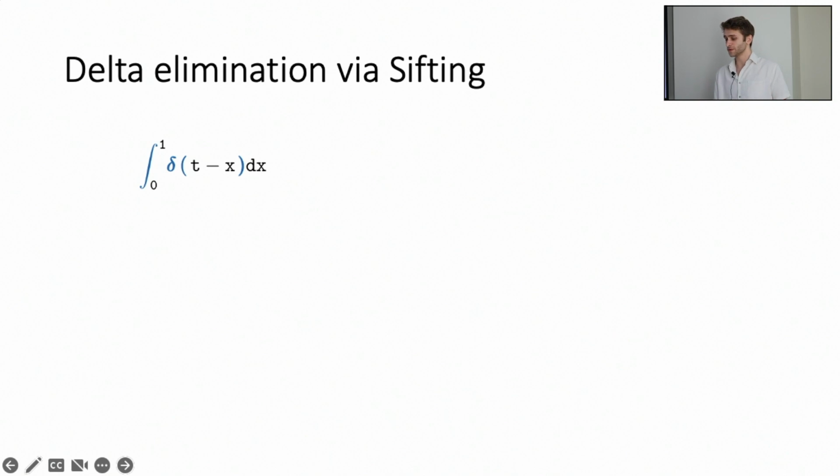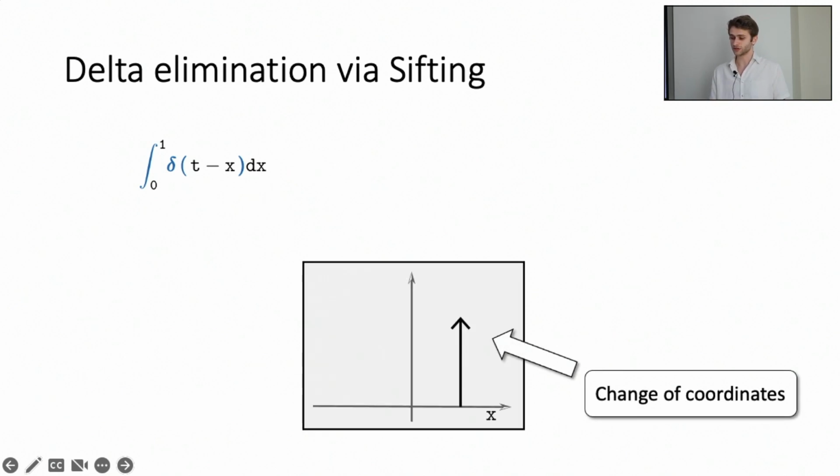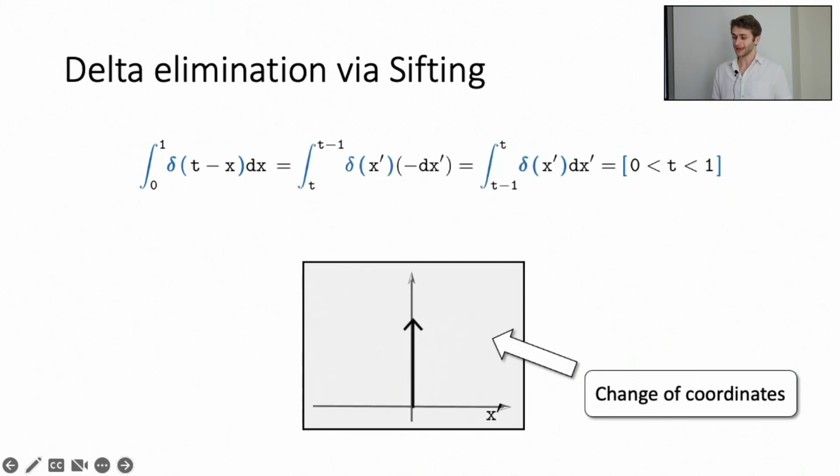And to do this, we first apply a change of coordinates that translates the delta. And only after that can we apply something called the sifting property to cancel out the delta and give the desired answer. For the sake of completeness, we have the math worked out. Don't worry about it.